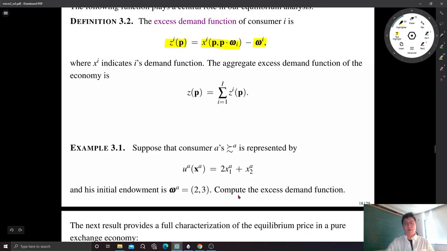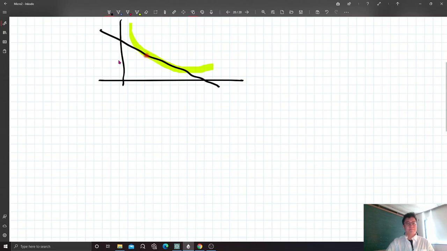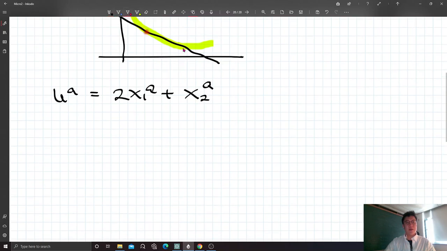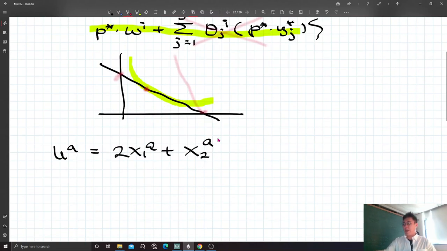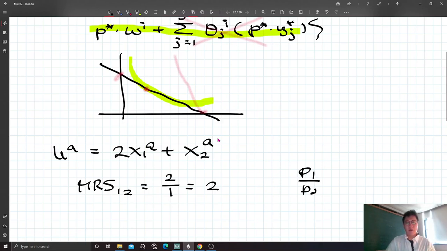In this example, we can compute the excess demand function. Consumer A's utility is 2x_1^A plus x_2^A. For linear functions, the indifference curve is going to be linear like this. So the optimal solution is determined at a corner, at this corner or at this corner. Now we have to compare consumer A's MRS between the two goods. The marginal rate of substitution between 1 and 2 is going to be 2 over 1, so that is 2. You should compare that with the relative price, p_1 over p_2. Let me call this just p.